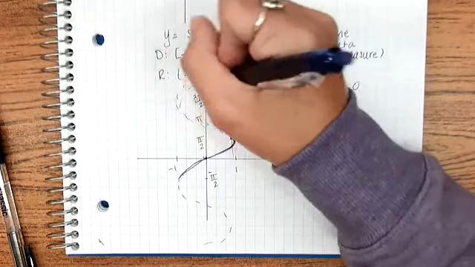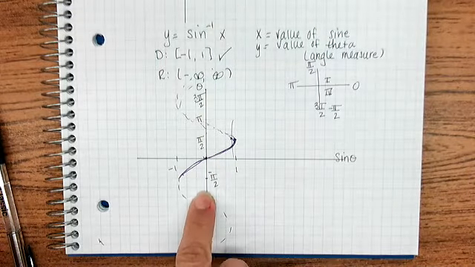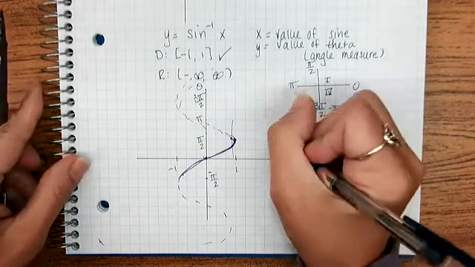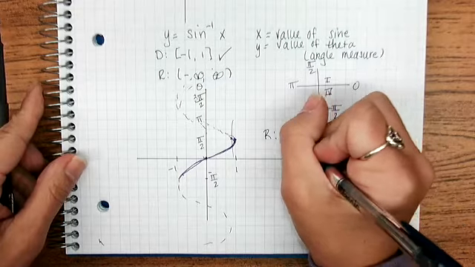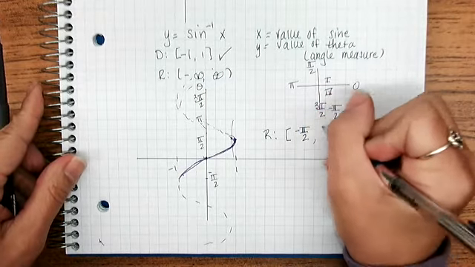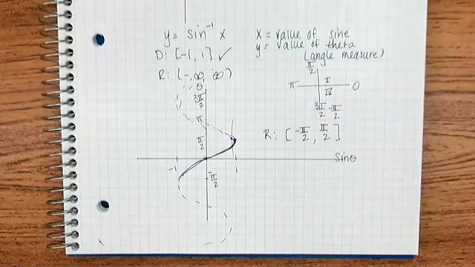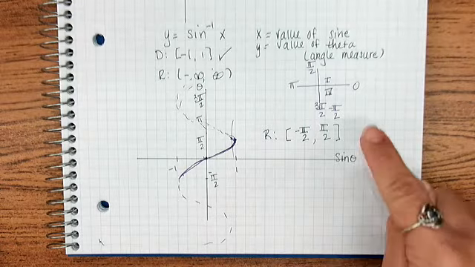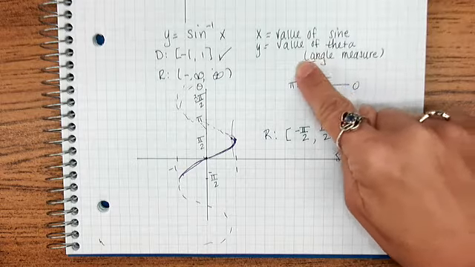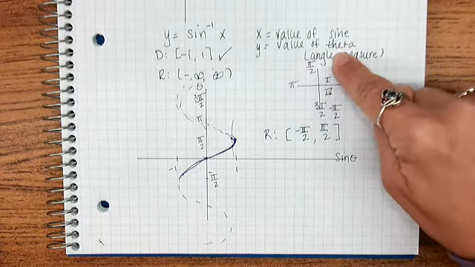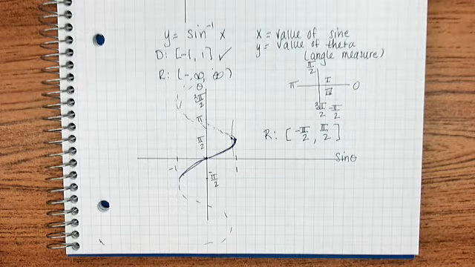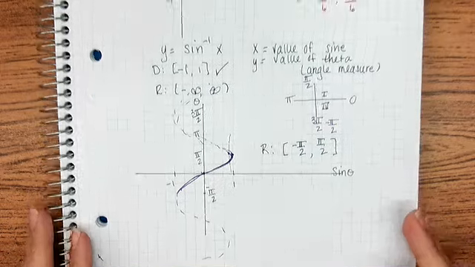curve and it goes only the part between negative pi over 2 and positive pi over 2 is in my range. Included. Okay. So that's critical that you understand that the range is only in the fourth quadrant, negative pi over 2 up to positive pi over 2. That gets all your positive sine values, all your negative sine values, and that's in between negative pi over 2 and pi over 2.